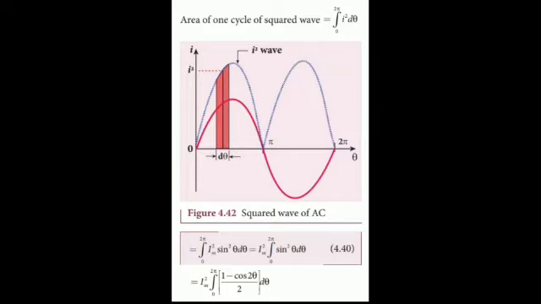RMS value of AC. The root mean square value of an alternating current is defined as the square root of the mean of the squares of all currents over one cycle.